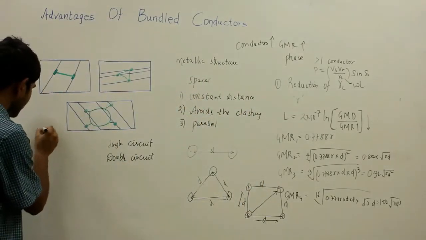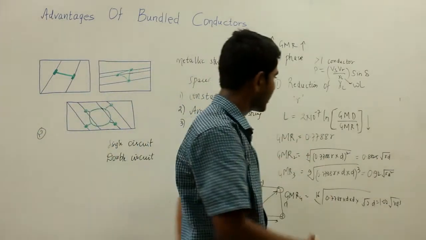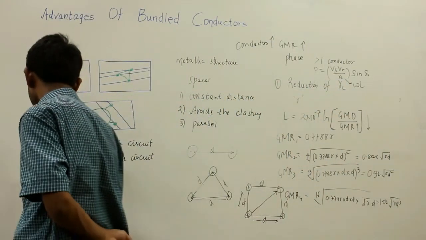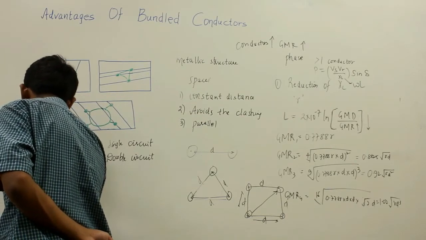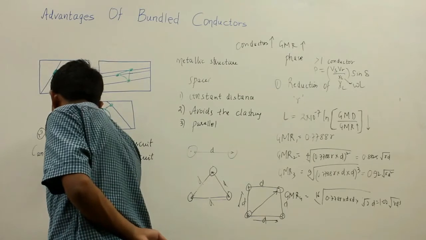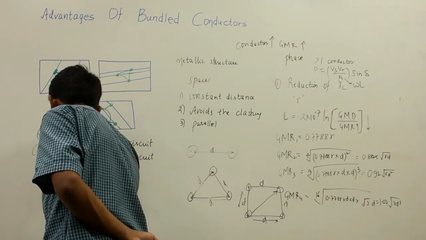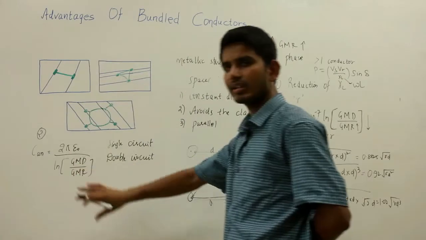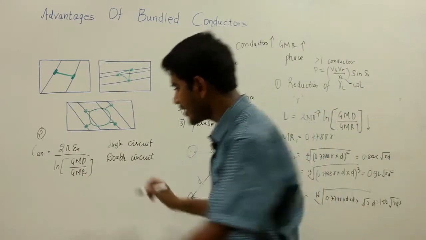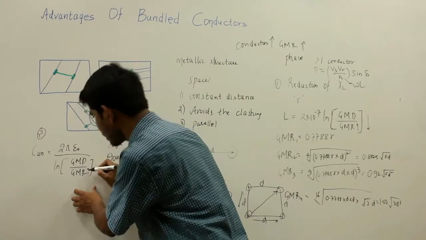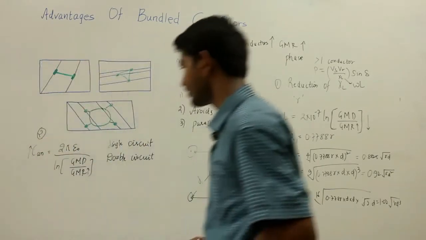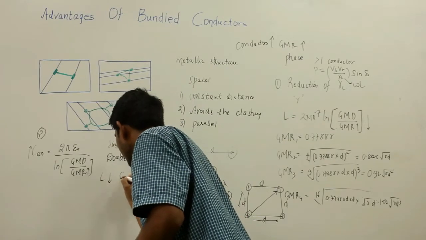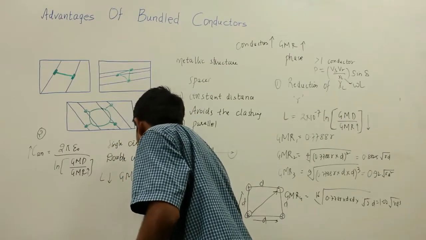So the second advantage is, on a similar argument, as the GMR increases, your L decreases, and let us see what happens to the line capacitance. The capacitance from the line to neutral is given by 2 pi epsilon naught divided by the natural logarithm of GMD by GMR. So this is the line capacitance to neutral. As the GMR increases, you are going to witness the capacitance increases. So here the relation comes like this, your L decreases as GMR increases and your C increases.